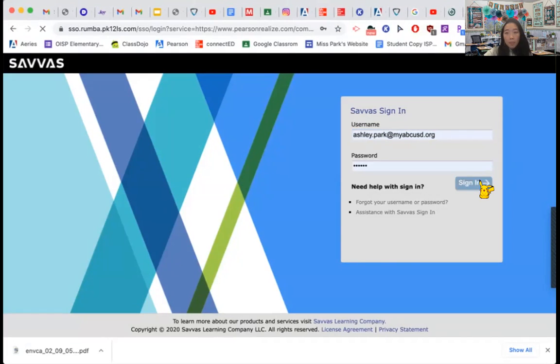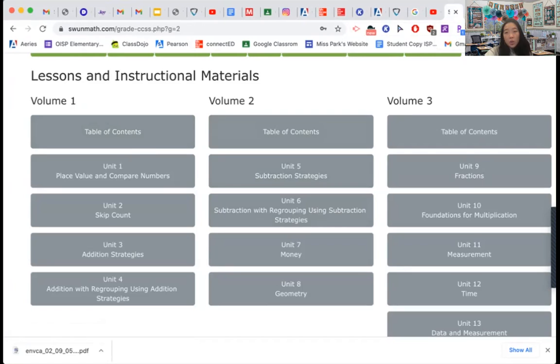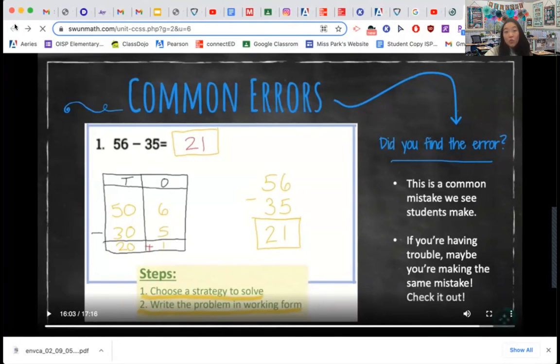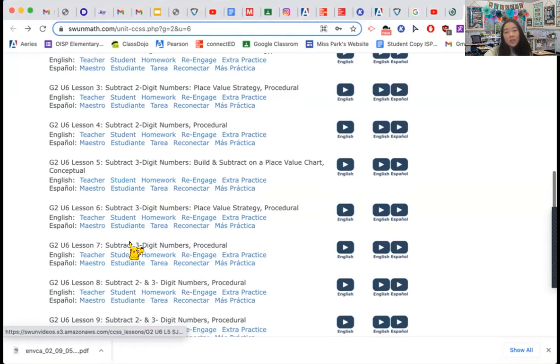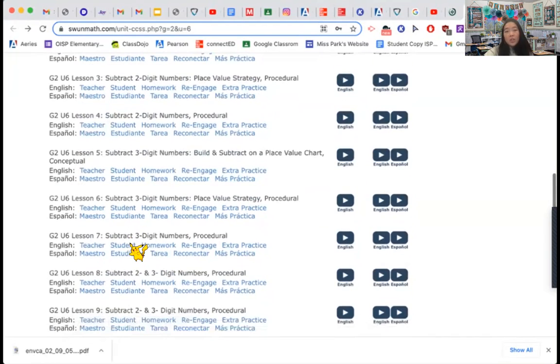Miss Park, when I go in, it just says like 502 bad gateway. Yeah. Okay. I'm sorry, guys, but it is still not working. So because it's not working, we're going to do some subtraction. You know what? Maybe we can do something fun today instead.